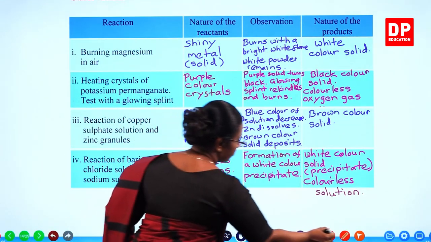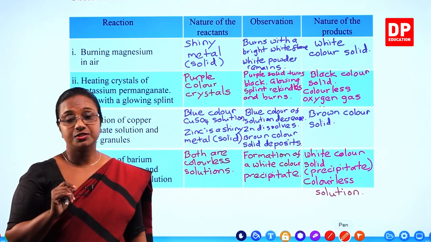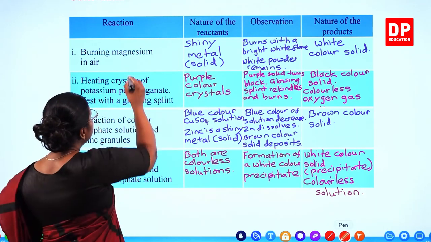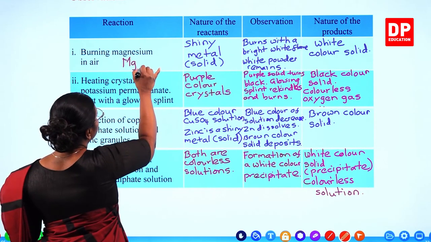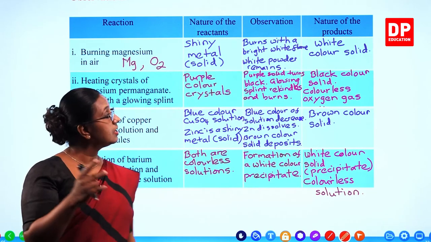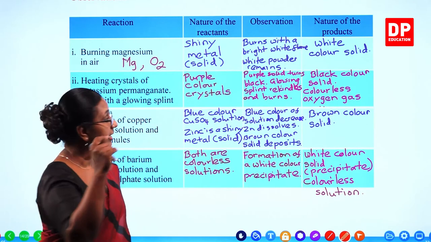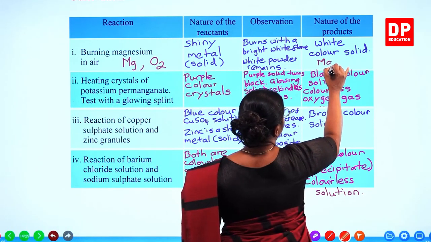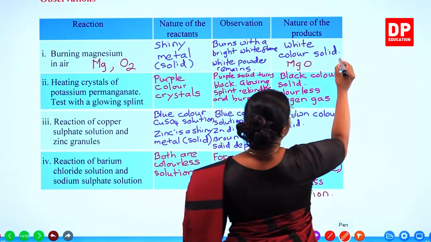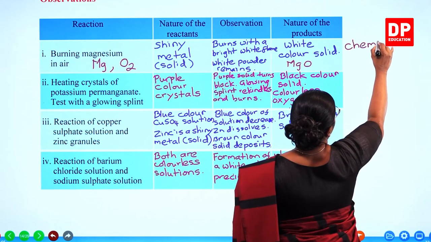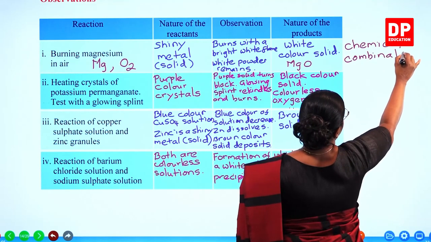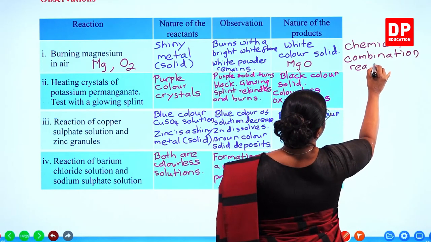Now from these observations, students, we can come to some conclusions. In the first activity, burning magnesium in air, we only had magnesium and oxygen, that is air. So we had two reactants forming the white color solid, magnesium oxide. That type of reaction is known as a chemical combination reaction.